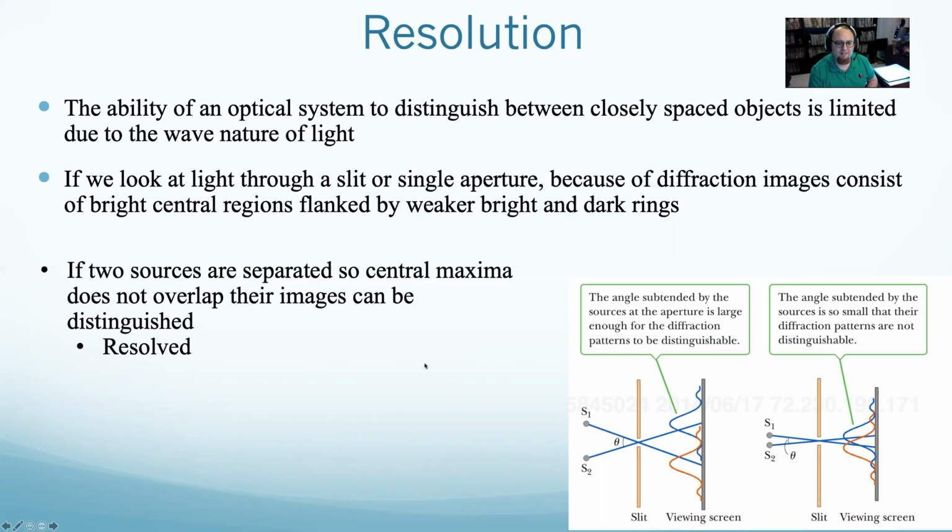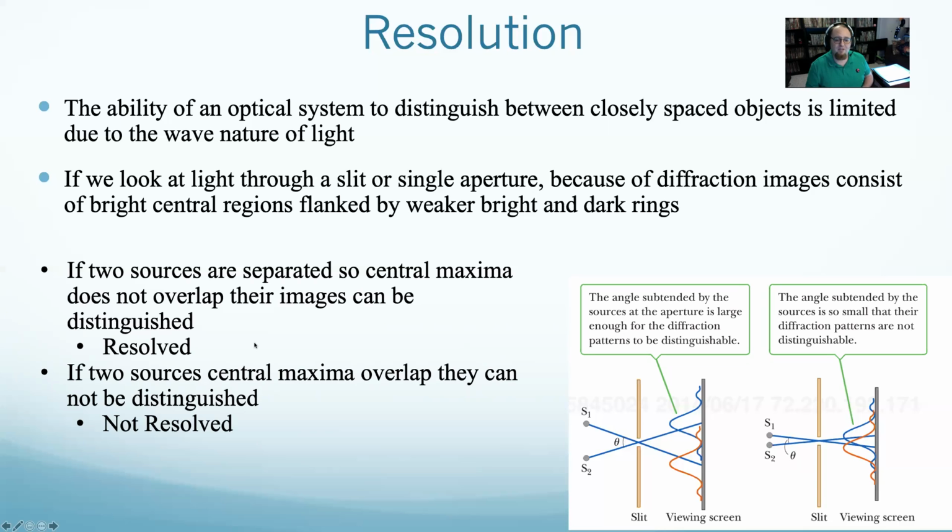If we're looking at resolving between two objects, right? So we're saying, here's object one, here's object two. We want to be able to tell those different items. And we don't want to just see a blur of stuff. We want to see two separate items. If the two sources are separated enough that their central maxima are separate, our brain can tell them apart. This would be the same as the lower left picture, that S1 is leading to this orange diffraction pattern, and S2 is leading to this blue diffraction pattern. And the central maxima of S1 and the central maxima of S2 are not overlapping. And our brain can interpret that and separate and figure it out.